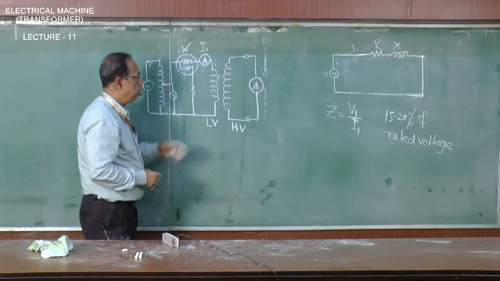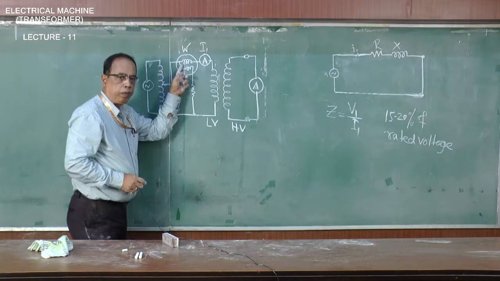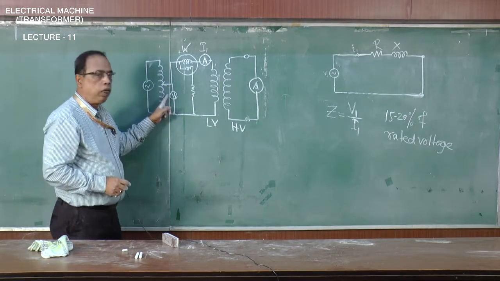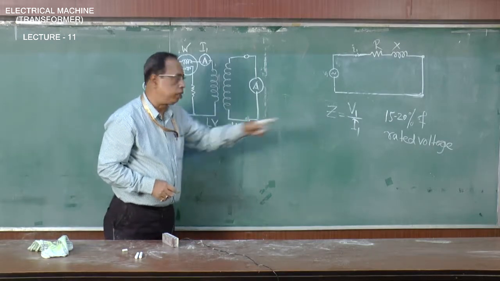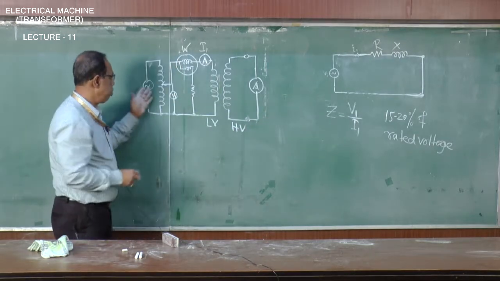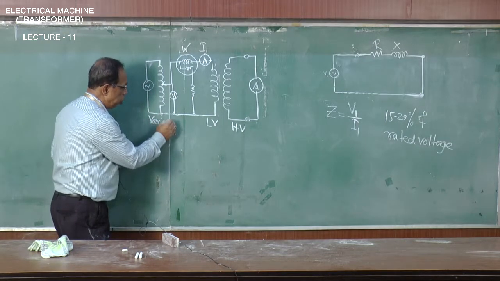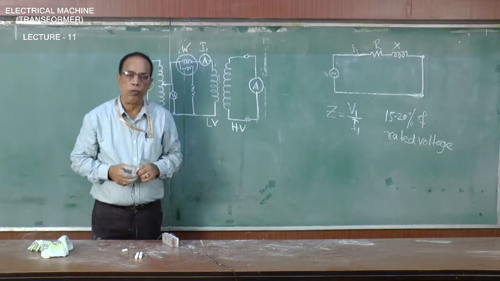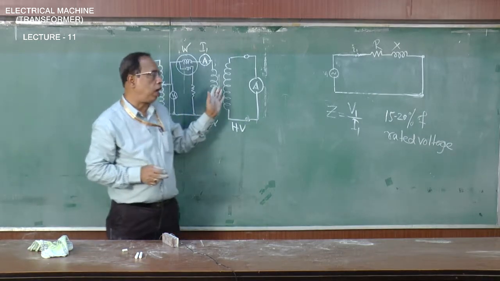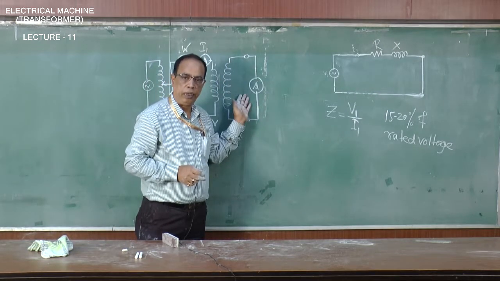and then the same type of current measurement, watt measurement, that means power measurement, and voltage measurement. This voltage, I told, will be 15 to 20% of the rated voltage. This variac will be there, this variac is there. But please keep it in mind. Now, as it is short circuited, high current, the full load current, will be flowing through the secondary.